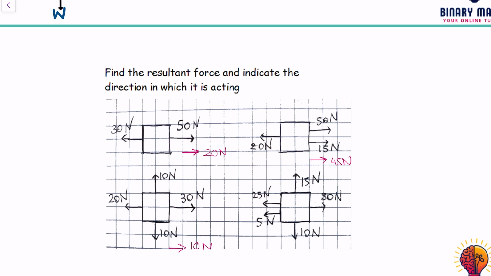Last example, if you look at it horizontally, you've got 30 newtons to the left and 30 newtons to the right, so it doesn't move horizontally. Vertically, we've got 50 newtons going up, 10 newtons going down, so it's going to be going up. 15 take away 10 is 5 newtons, so 5 newtons going up.